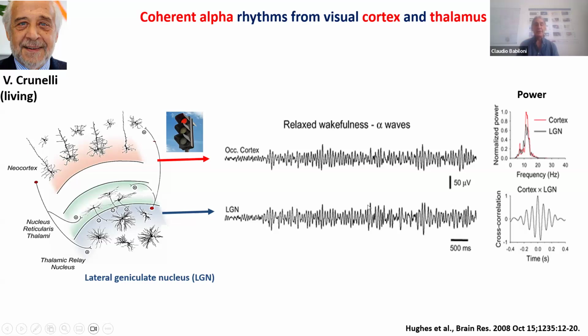So this was a very nice demonstration that the scalp recorded resting state EEG alpha rhythms are generated by the synchronization at alpha frequencies of cortical pyramidal neurons and thalamic neurons, and that they are connected to each other, forming the so-called thalamocortical circuits and corticothalamic circuits.